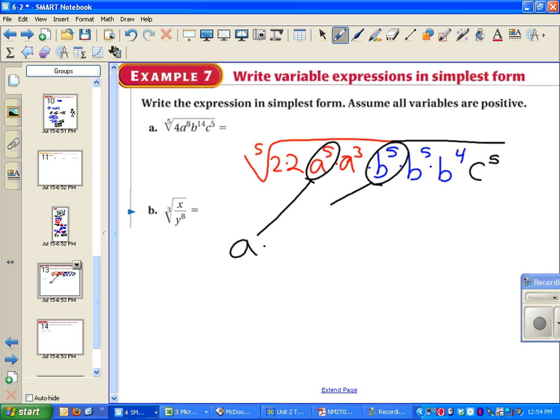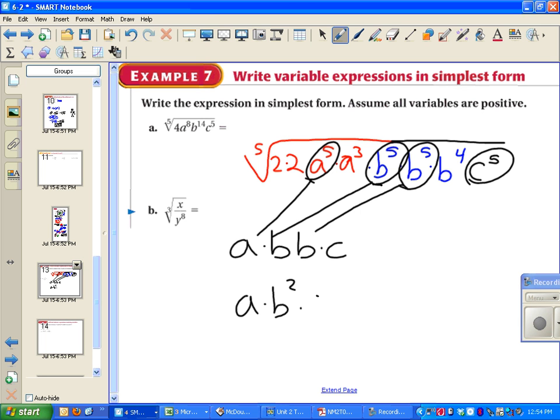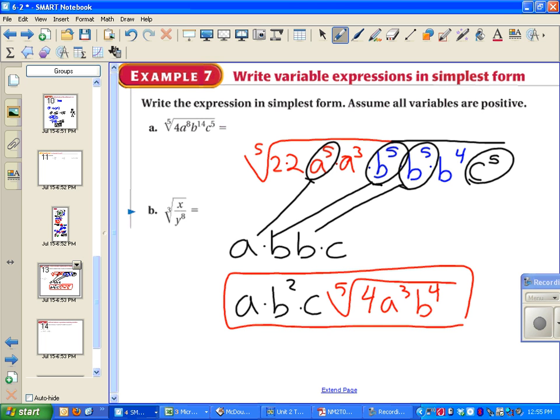This can come out as 1b. This can also come out as 1b. And c to the 5th can come out as 1c. All right, so on the outside I have a times b squared times c. And then on the inside, if I didn't have 5 of something, it stays in. So I have 4a cubed b to the 4th. And that's my final answer for that one.